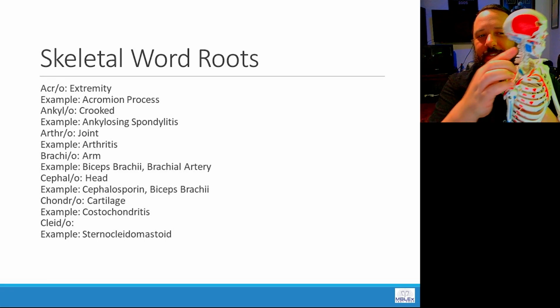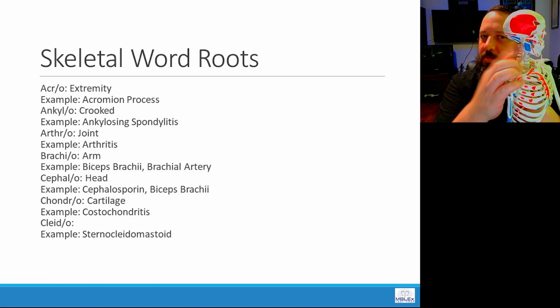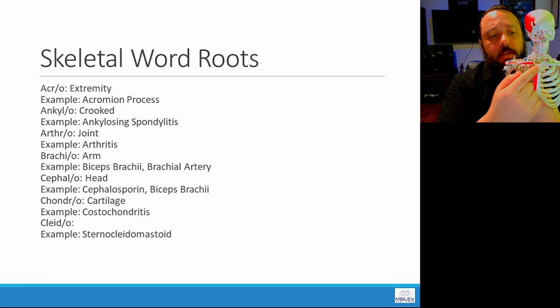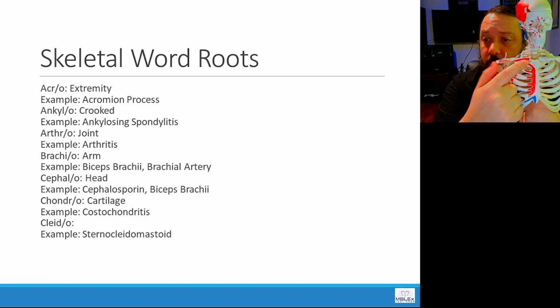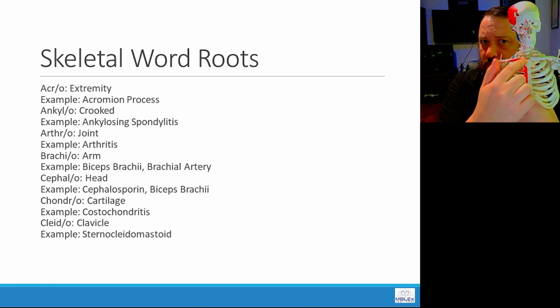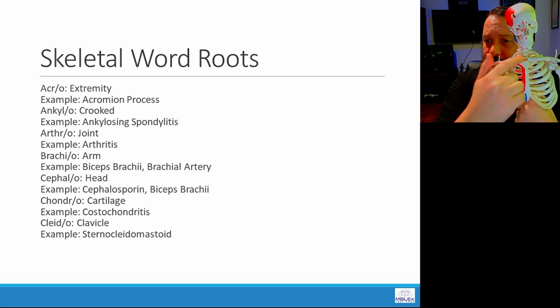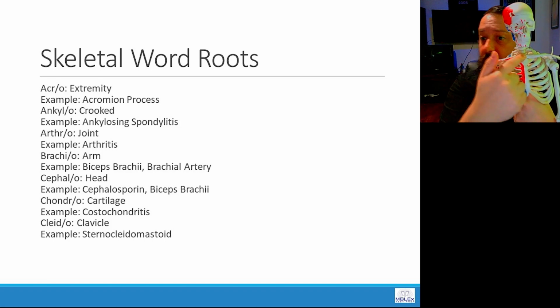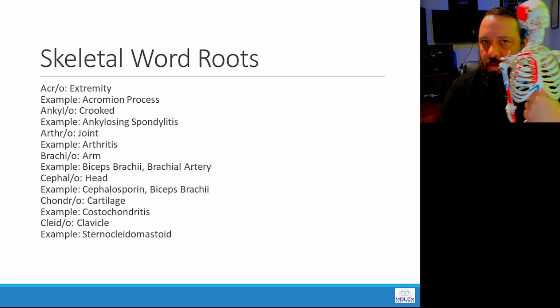Whatever. So the mastoid process right here is the mastoid portion of sternocleidomastoid. Cleido refers to the clavicle right here. So sternocleidomastoid originates on the sternum and the clavicle and then inserts up on the mastoid process. So cleido refers to clavicle.